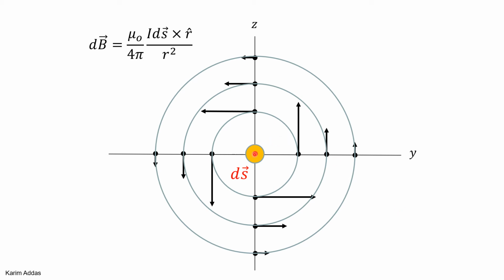So if you look at the problem from along the x-axis, so remember the current element is along the x-axis, pointing in the positive x direction, coming out of the page. So here the element of current is here and it's coming out of the page. And this is what the magnetic field would look like at different points that we've chosen.